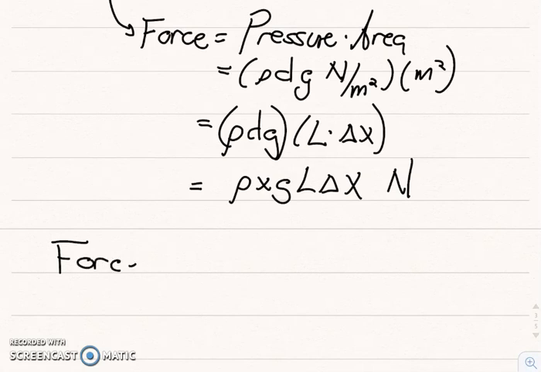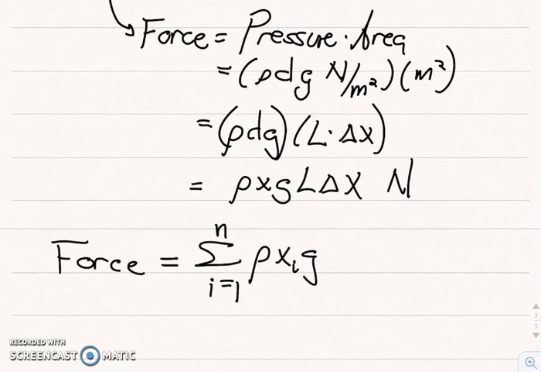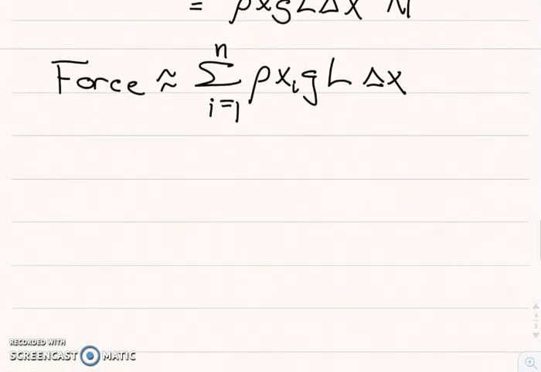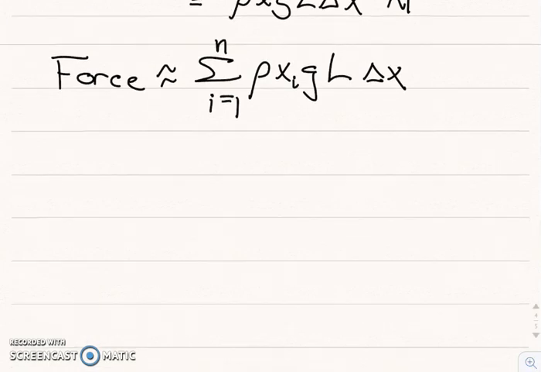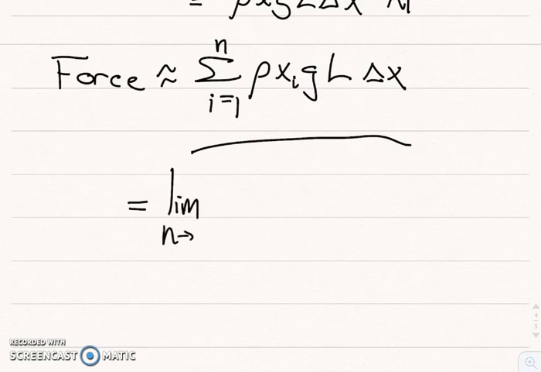Then to find the total force, you need to add up all of these contributions. You do so by forming the following sum, as i goes from 1 to n of pressure times the depth, this will be the depth that changes, times acceleration due to gravity, times the length of the plate, times the constant width of each one of those strips. And of course, that is only an approximation. As we do with all of these processes involving integration, we move from an approximation to a precise value for the force by taking the limit of this expression as n approaches infinity.